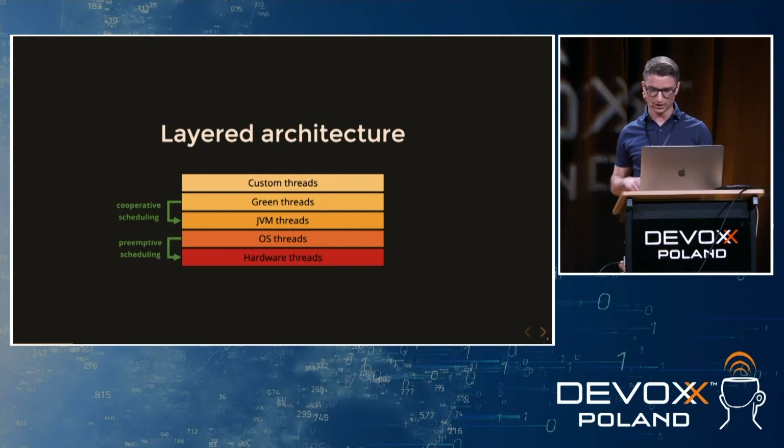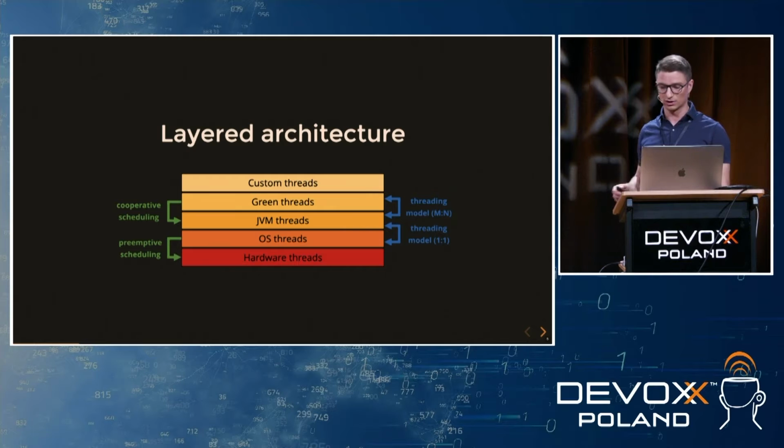The second term defines the relation between neighboring layers, and it's called a threading model. We have three main threading models in modern software development. The first one is called one-to-one, which means that each thread from the higher layer will have its counterpart on the layer that is directly below. And this is the model that we have between JVM threads and operating system threads, which means that if we create 10 JVM threads, we will also have 10 operating system threads.